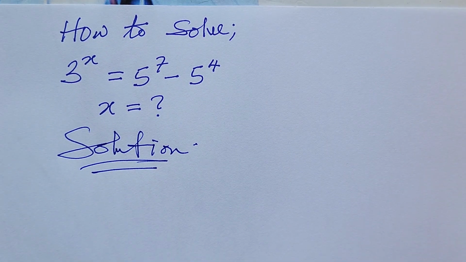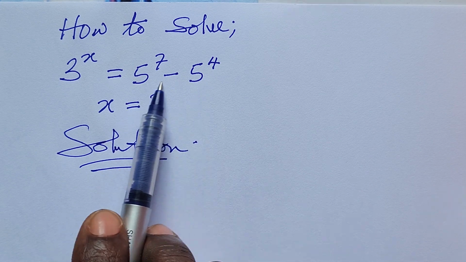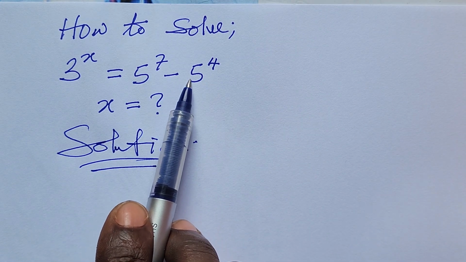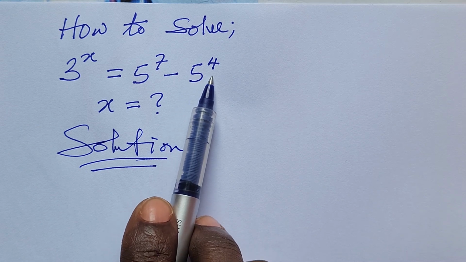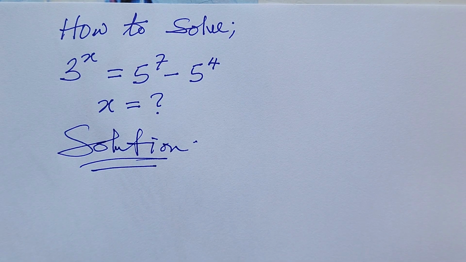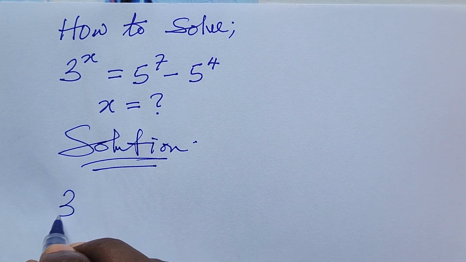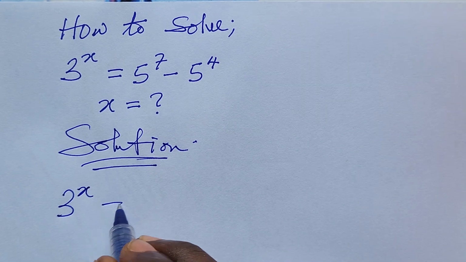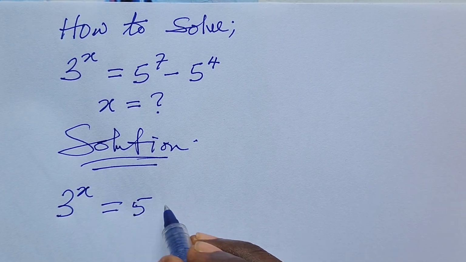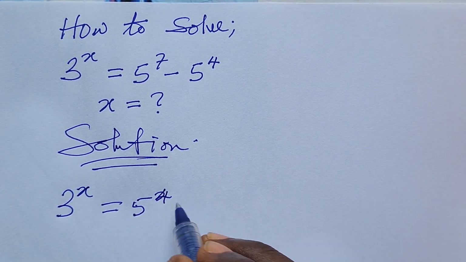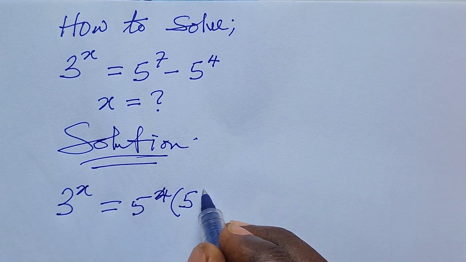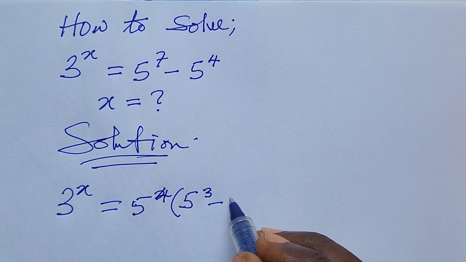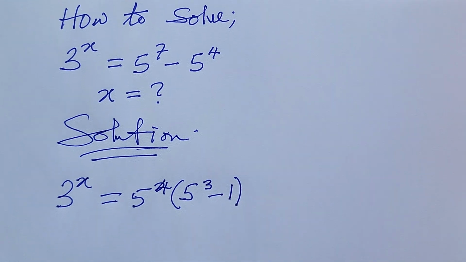Okay, so the first thing we're going to do here, we have 5 to the power of 4 from here, and we also have 5 to the power of 4 here. So let's factor out 5 to the power of 4. This is going to give us 3 to the power of x equal to 5 to the power of 4, then bracket. If we use 5 to the power of 4 to divide this, we have here 5 to the power of 3, then minus, here we're going to have 1.